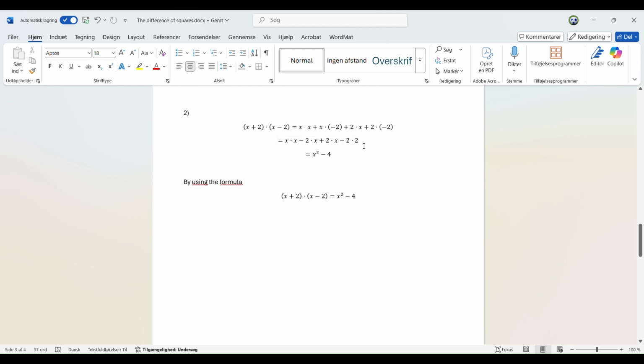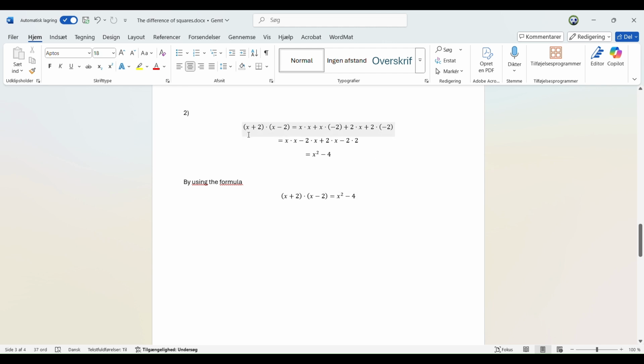And then we get minus 2 times 2, that's minus 4. So this sum of a difference of squares would equal x squared minus 4. If we had just used the formula in the beginning, we could say the first term squared, that's x squared, minus the second term squared, that's minus 2 squared, that's minus 4.